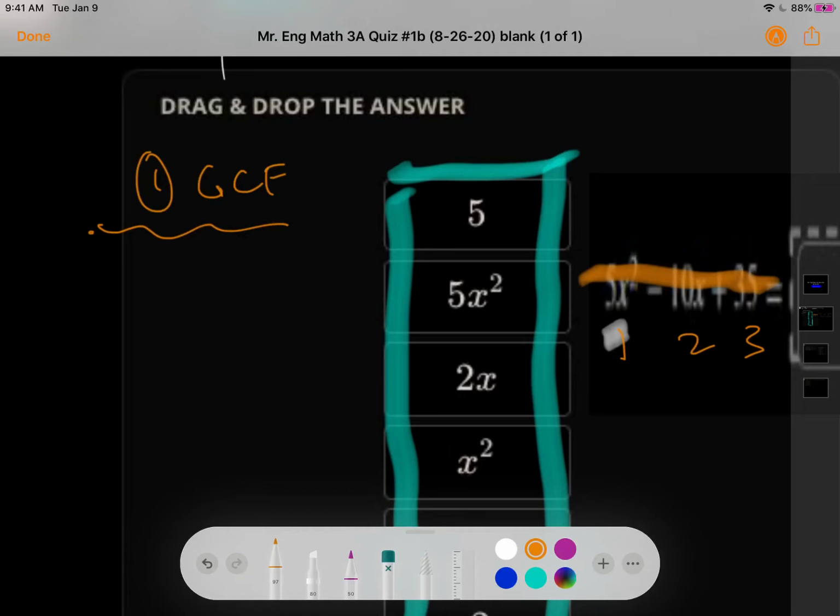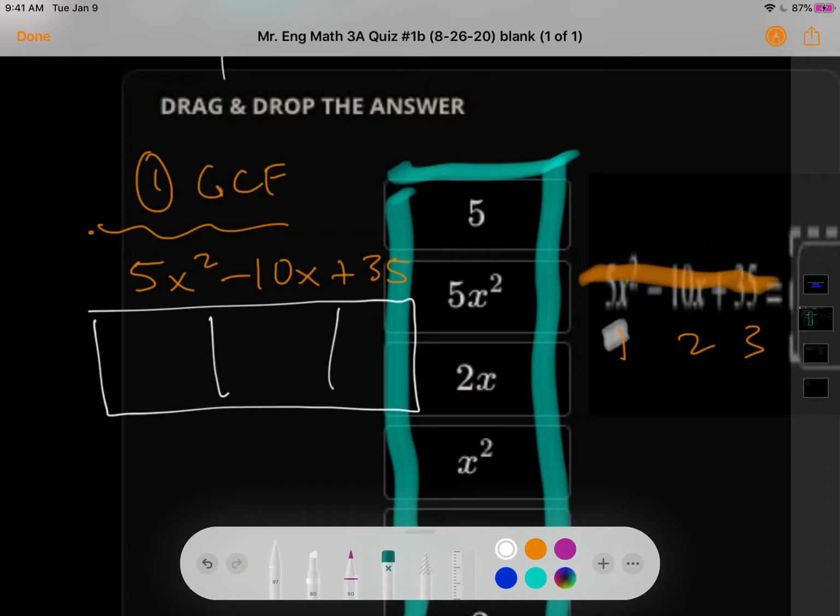So I have 5x squared minus 10x plus 35. And what you can do is break these down into your prime factors. 5 times x, because if you multiply all those together, it gets 5x squared. Negative 10x is going to be negative 2 times 5 times x. Notice I chose not 10 and 1 because I'm trying to find something I have in common in these other boxes. And 35, I'm going to choose 5 times 7.